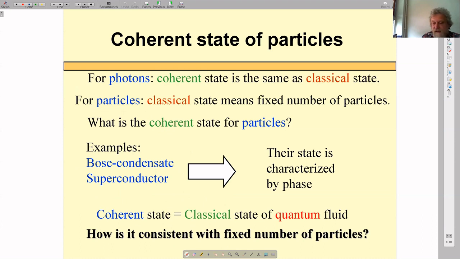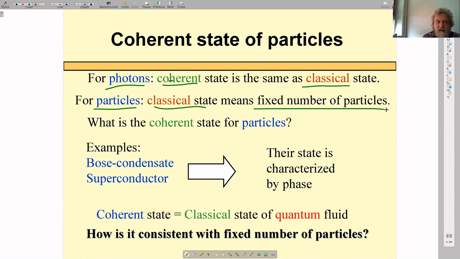Let me play a bit with this. So for photons, for radiation, a coherent state is very analogous to a classical state. As we learned, for any classical state, one can find a coherent state, and vice versa. For particles, classical usually means a state with a fixed number of particles. So, what is a coherent state for particles?